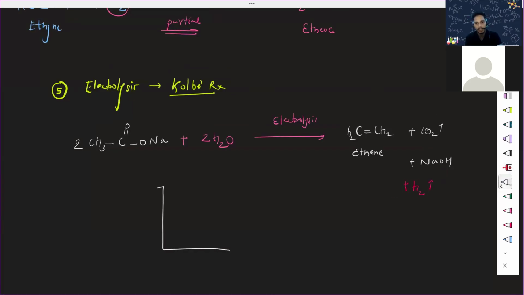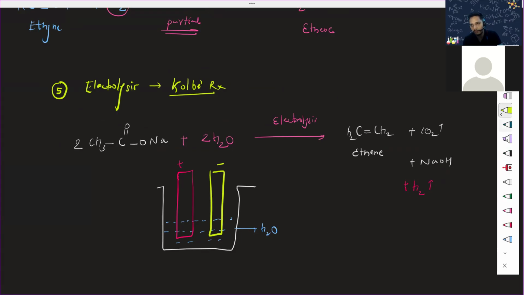Understand this? This reaction occurs in a container. So this will be your H2O. These are the electrodes dipped into the electrolyte, this one positive and this one negative. And again, they will be connected by a battery, obviously, right?